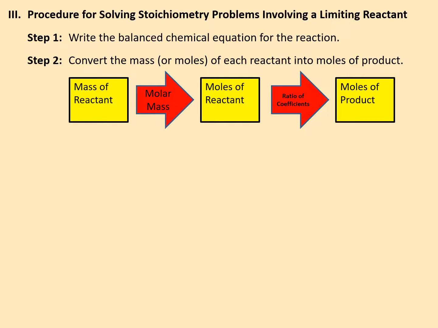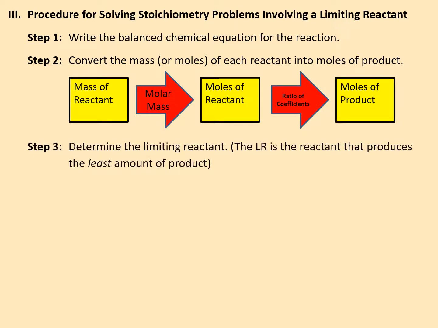So once this is done for all reactants, the next step is to determine the limiting reactant. It turns out that the limiting reactant will be the reactant that produces the least amount of product. So from step 2, when you look at how much of a given product each of those reactants can produce, the reactant that produces the smallest amount of product will be the limiting reactant.